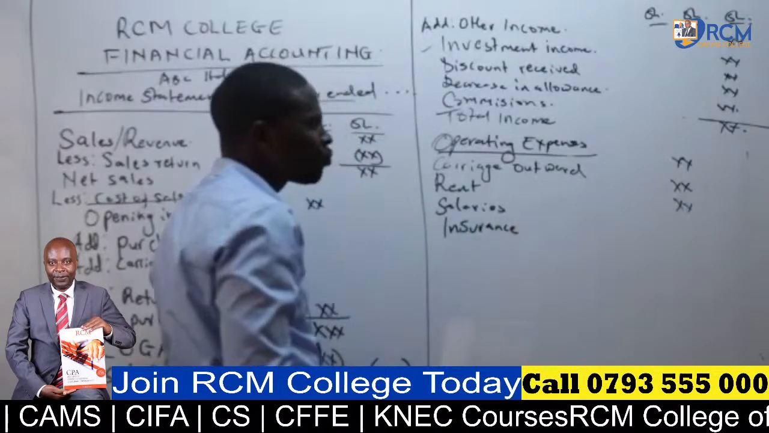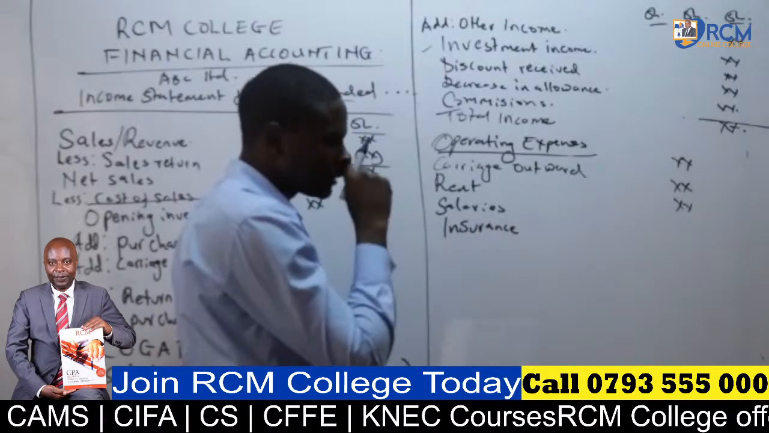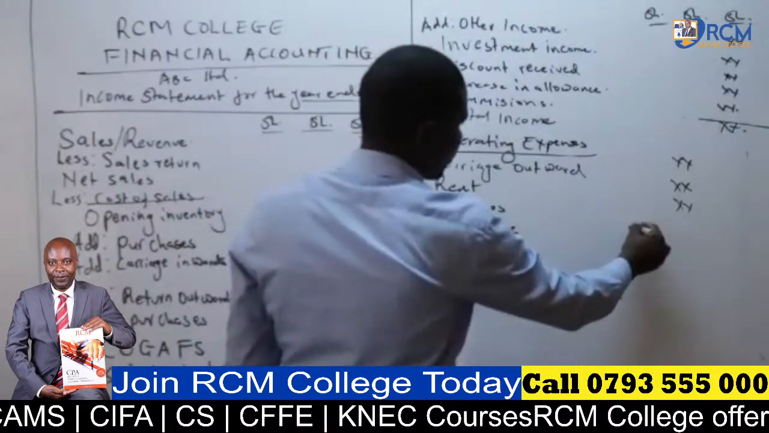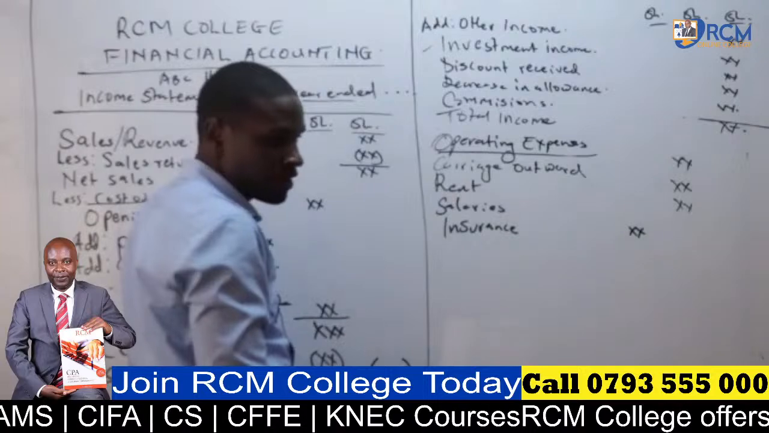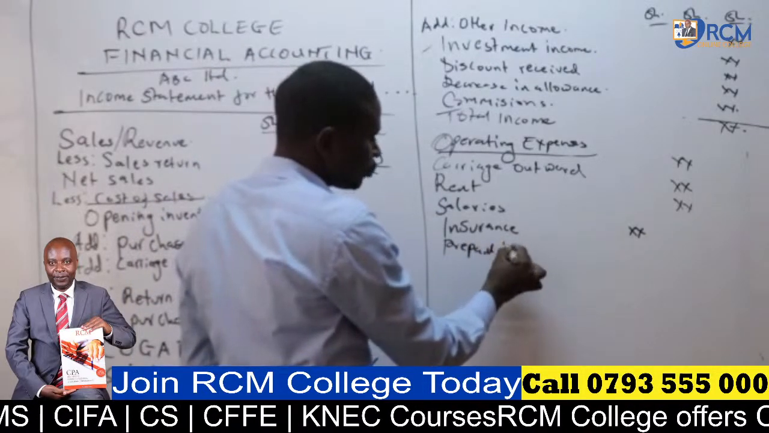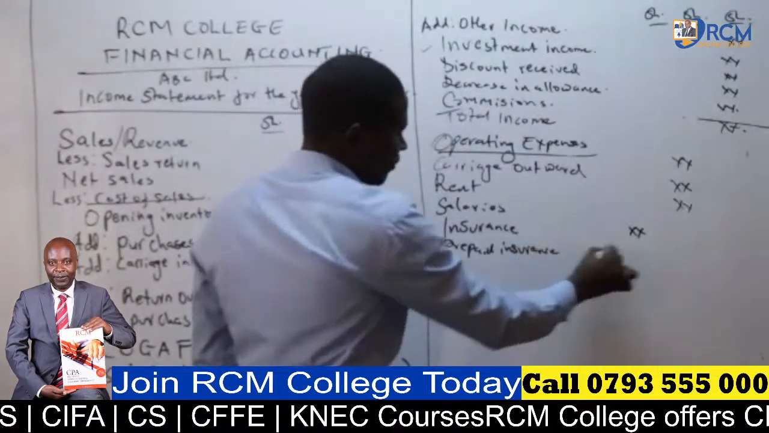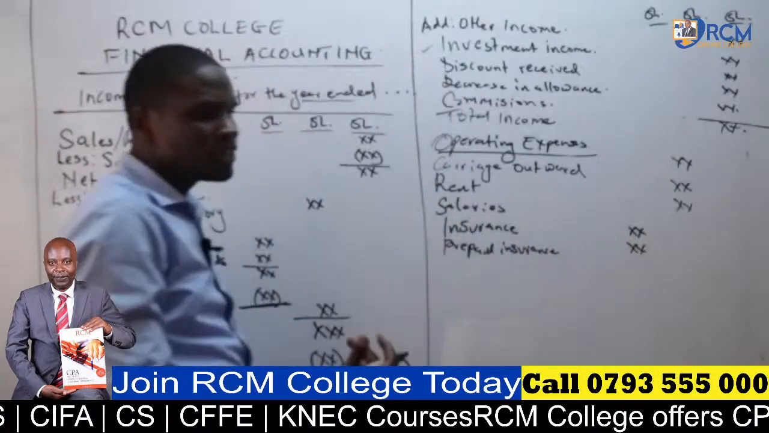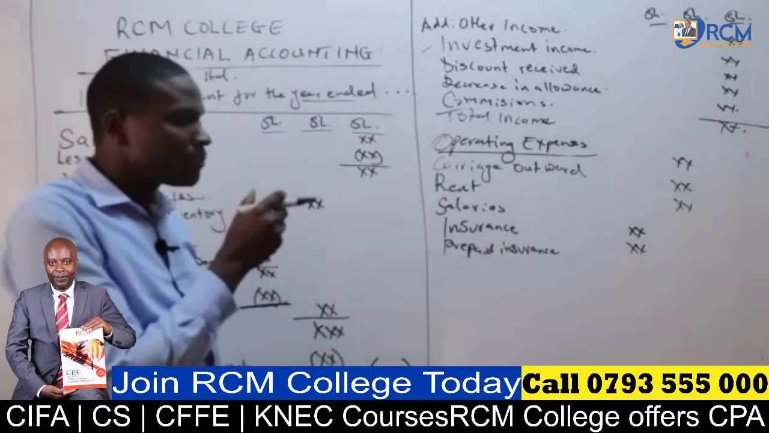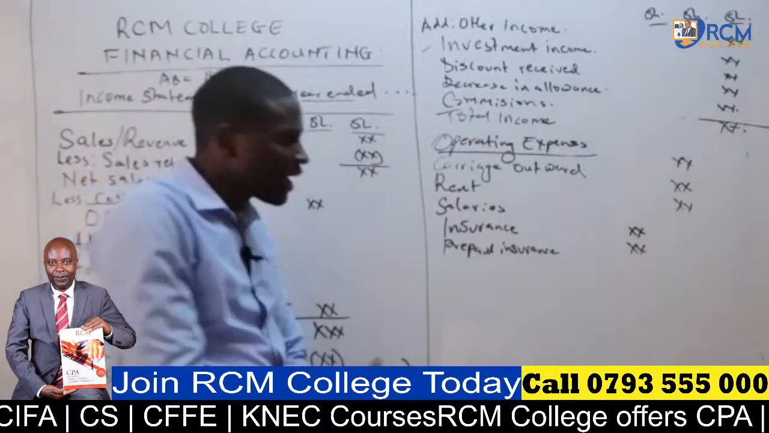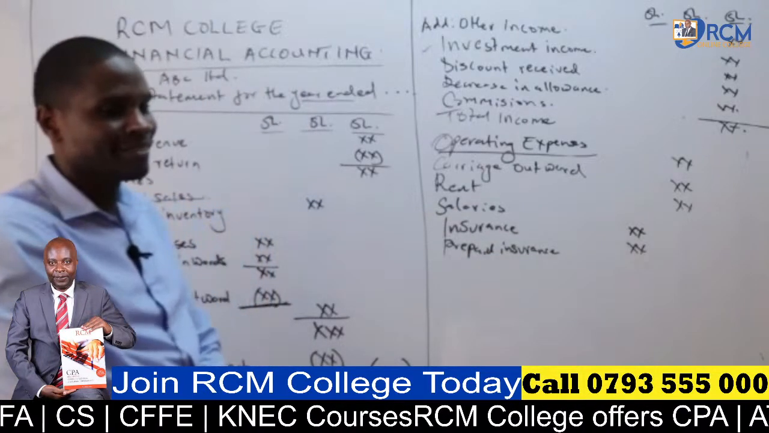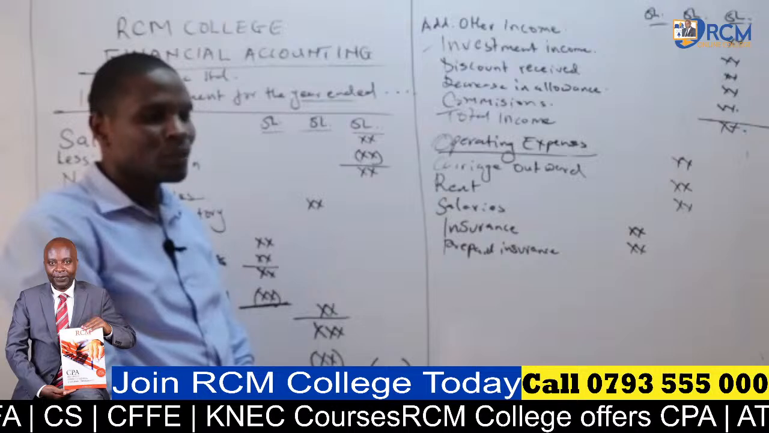Now, class, allow me to adjust insurance so that I am able to explain something. Insurance, I just put it there. And then there is prepaid insurance. Somebody tell me, how do we treat prepaid expense? This is now prepaid. We had prepaid insurance. Should I add it to the normal insurance or should I erase it? Very important for me.